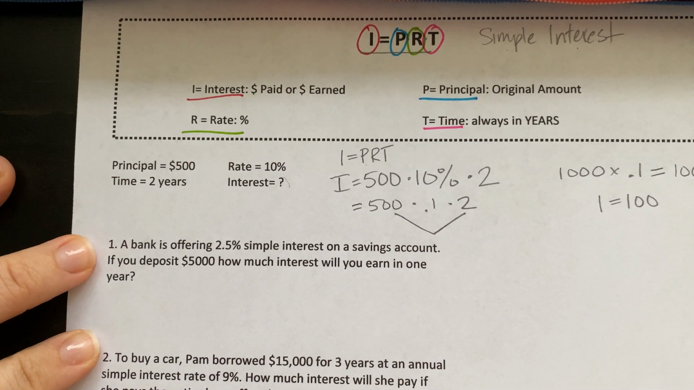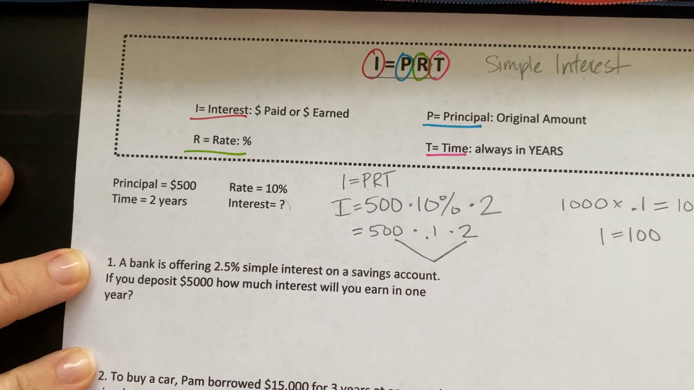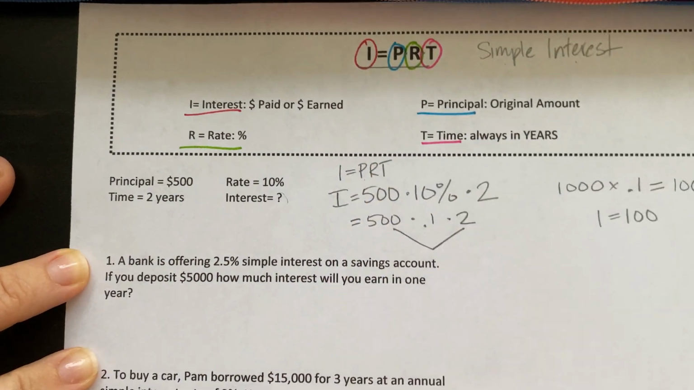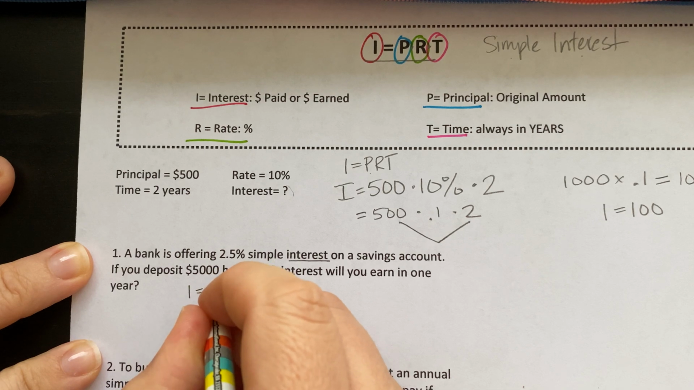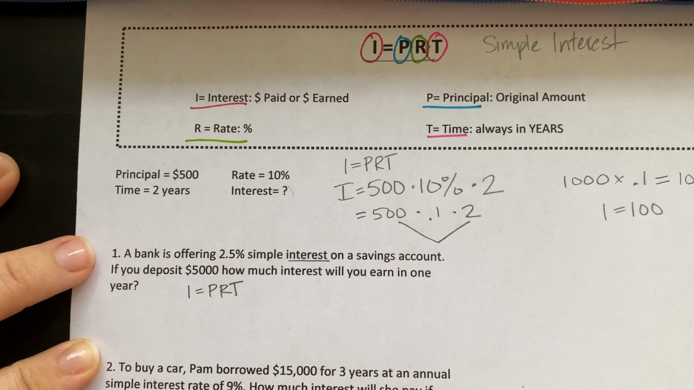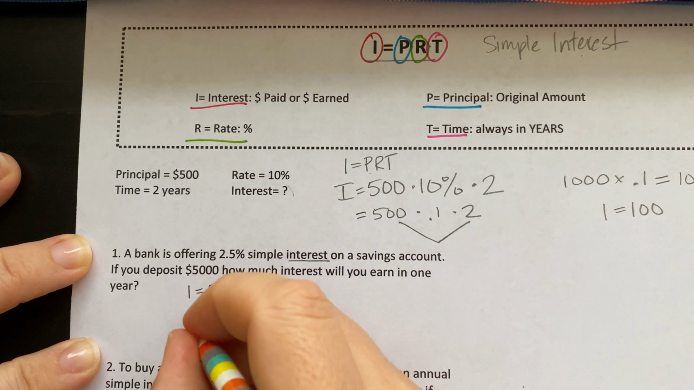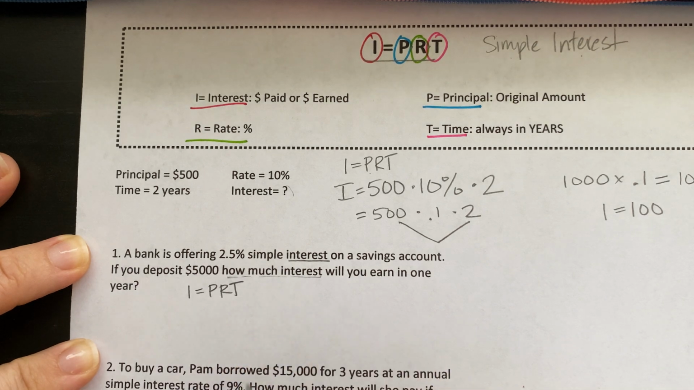All right, so the key to knowing if a word problem requires this formula is if you see the word interest. If you see the word interest, that's the formula that you need to put down. So I see the word interest right here. I'm just going to really quick write down my formula. So let's see this problem. It says a bank is offering 2.5% simple interest on a savings account. If you deposit 5 grand, how much interest will you earn in 1 year? All right, so in this case, we are looking for the interest. It's saying how much interest, that's the question.